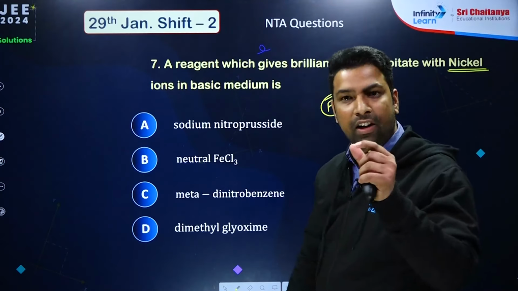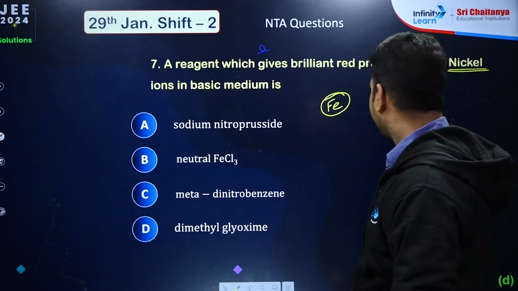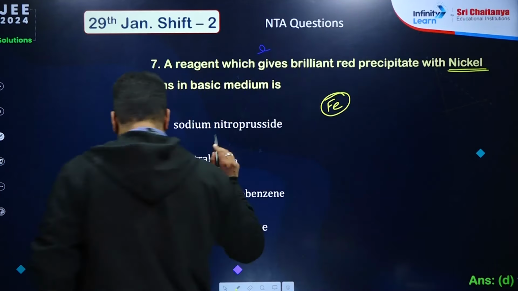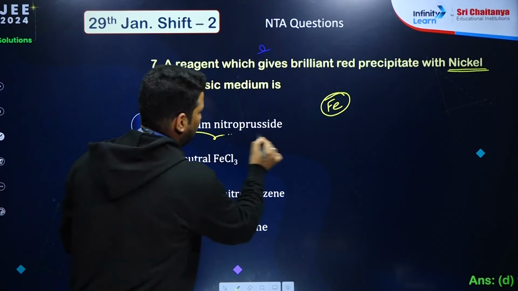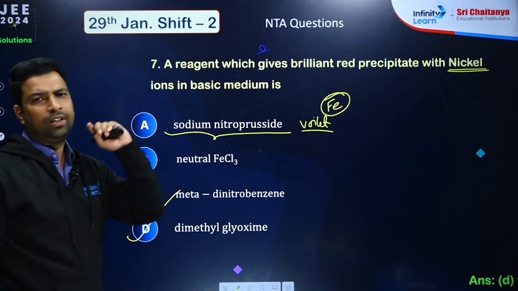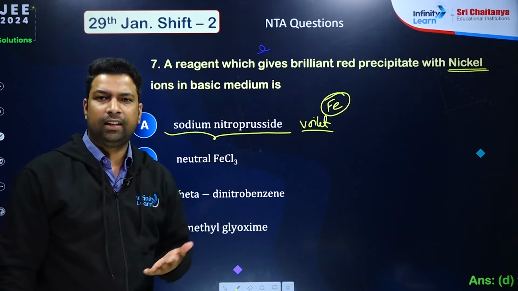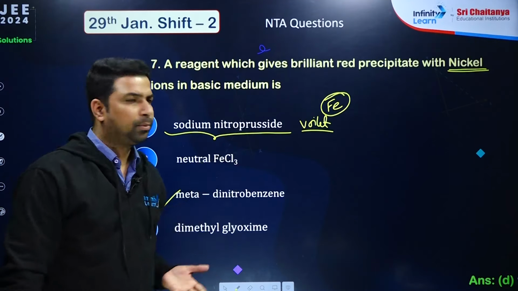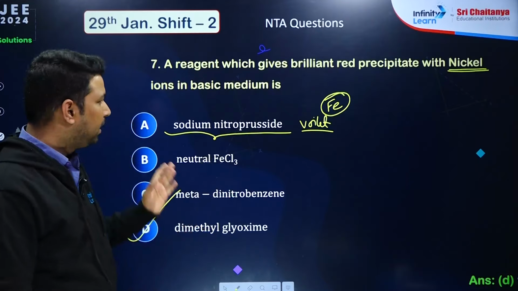Metanitrobenzene has yellow color. But dimethyl glyoxime is the correct answer for this question. You might be confused: generally the color of sodium nitroprusside is violet, but sometimes some references will write that the color of sodium nitroprusside is dark red. So don't be confused.